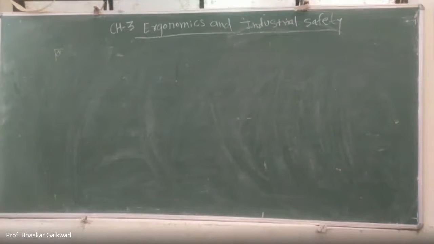So, the name of the chapter is ergonomics and industrial safety. Now, why is there a need for such a concept in industrial engineering? Because production, productivity, performance, and cost totally depend upon ergonomics and industrial safety. If industrial safety is not there, what will happen? Definitely the work will have less production and not good performance.